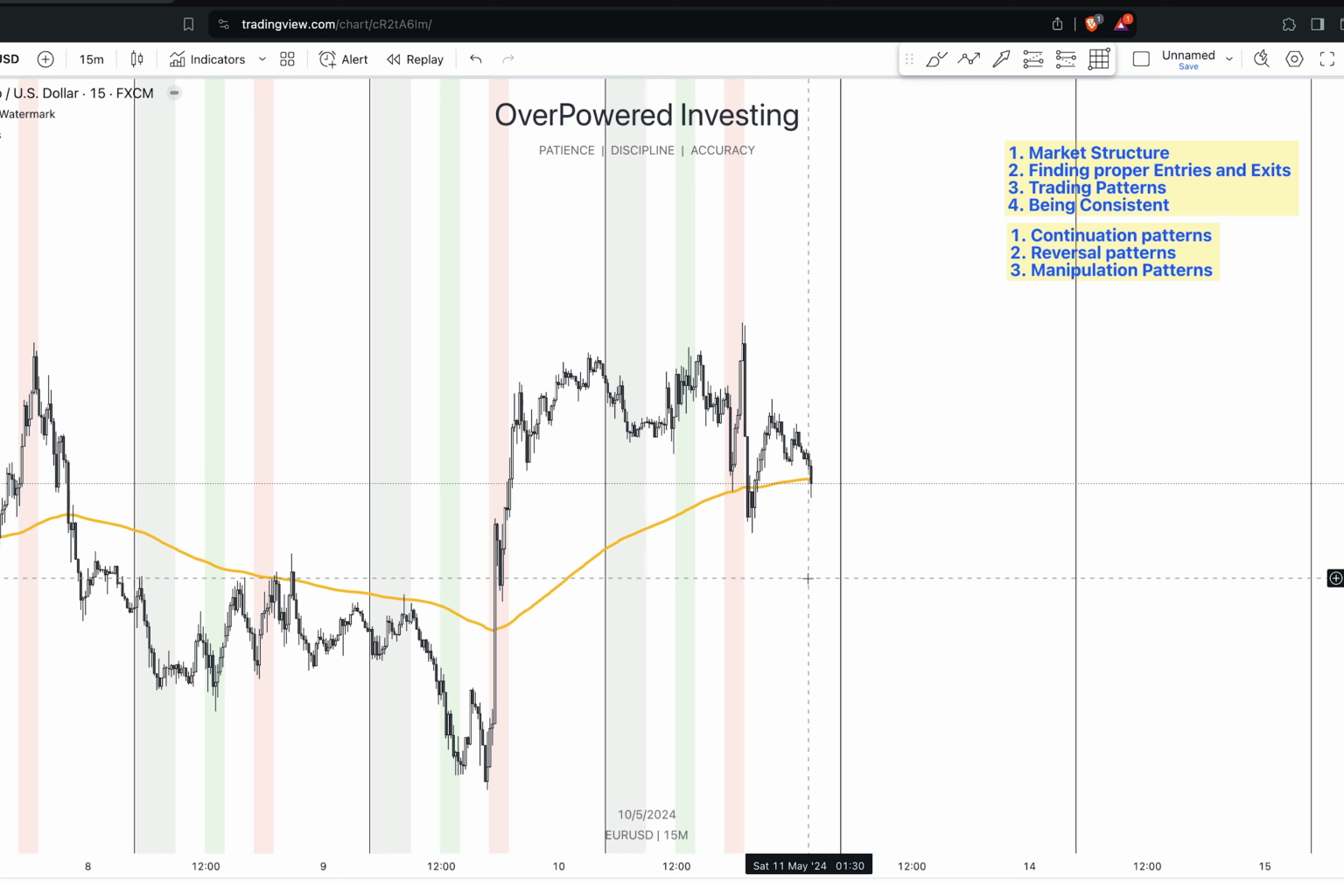And if you want to have a consistent growth, consistently grow your equity, grow your account, pass funding challenges, grow the capital under your management, you should be able to stick to risk management.